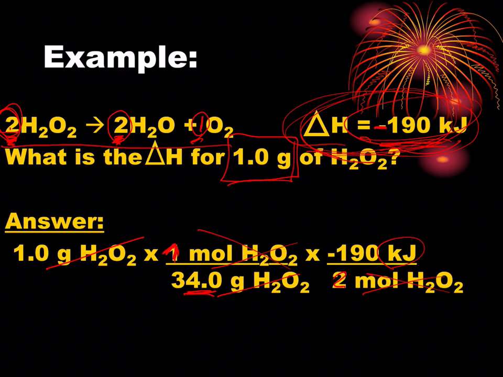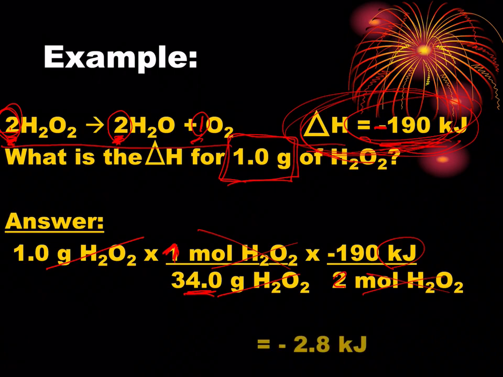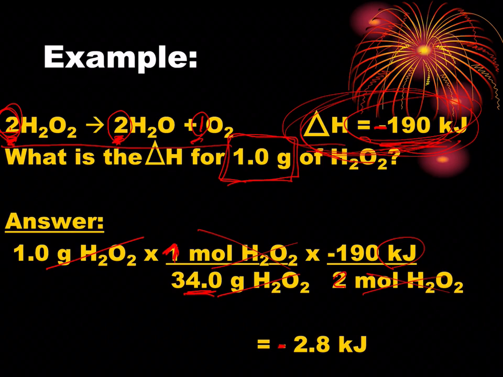Our initial value has 2 sig figs here, and so our answer goes to 2 sig figs. Negative 2.8 kilojoules of energy is released when 1 gram of hydrogen peroxide decomposes into water and oxygen.